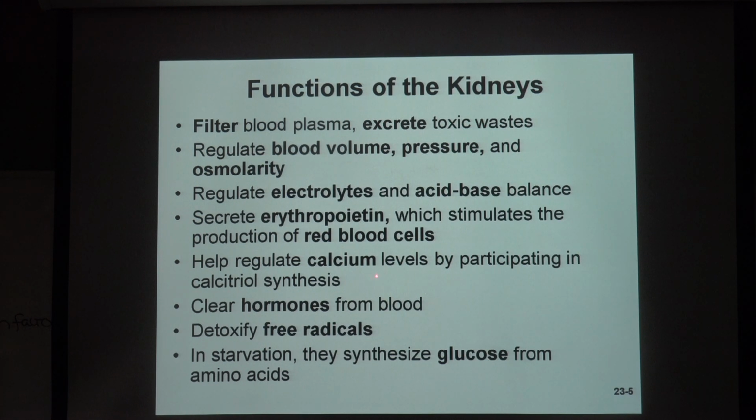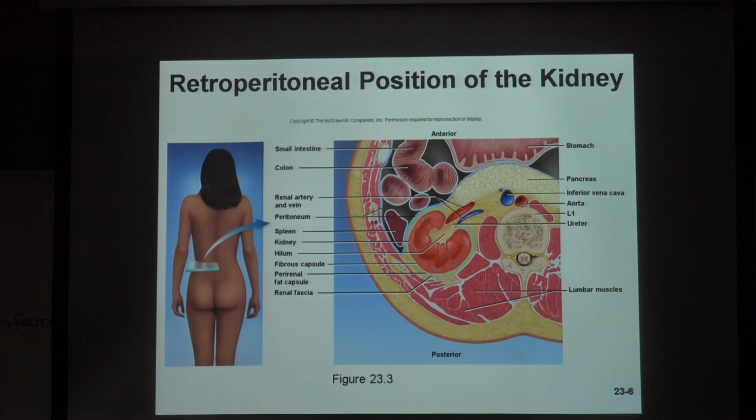Kidneys will also regulate calcium levels. Now, this feeds right back into this electrolyte and acid-base balance, so we'll talk about that. It clears hormones from the blood, detoxifies what we call free radicals, those oxidative components in your body from environmental sources that would cause damage to the cells. And it can synthesize glucose from amino acids if needed. But that's kind of a secondary function, okay?